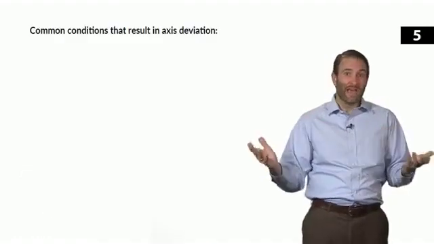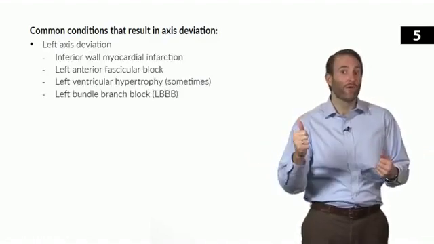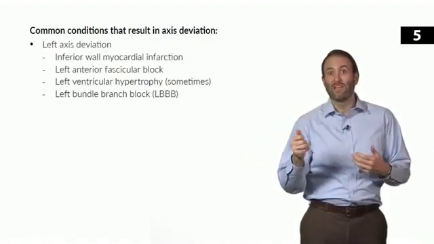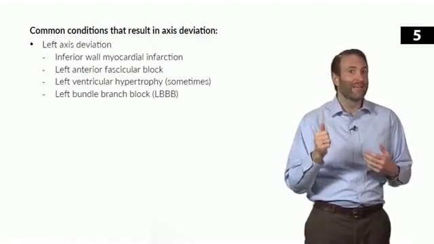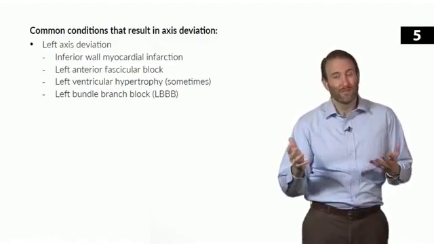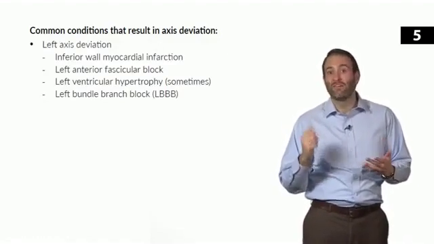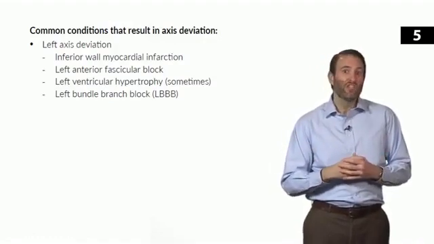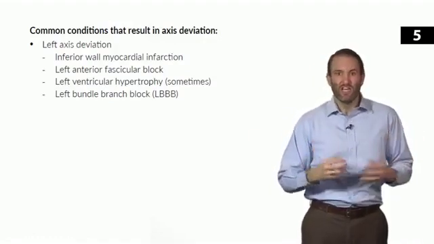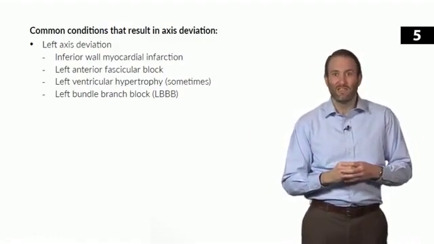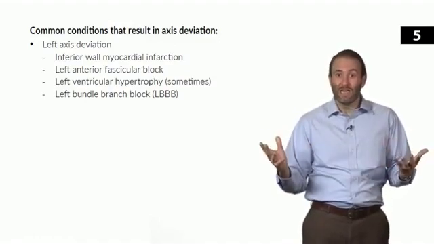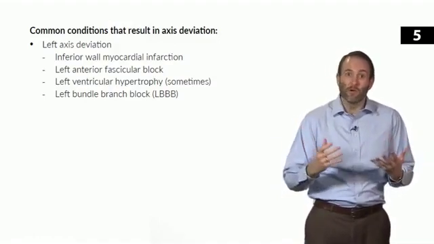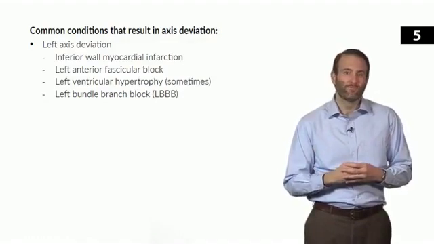Now, what causes left axis deviation? Well, things like inferior wall myocardial infarctions, left anterior fascicular blocks, left ventricular hypertrophy, sometimes, not always, or maybe even a left bundle branch block. So if a patient comes into the ER with chest pain and you see an ECG with left axis deviation, what might that indicate? Well, that's pretty concerning for an inferior wall MI. So you're going to have to look further into that.